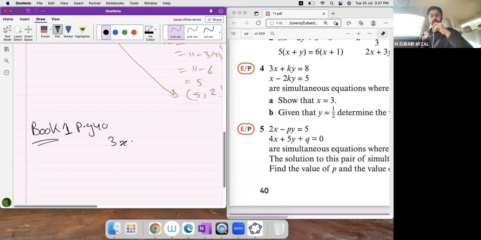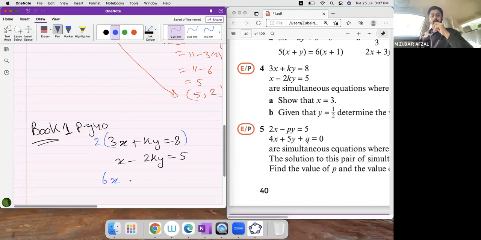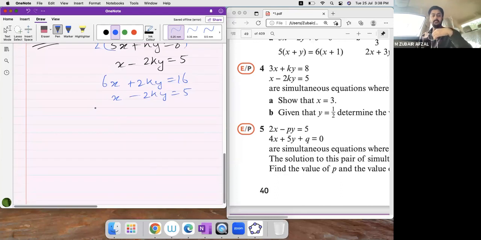Okay, this is 3x plus ky equals 8. And second is x minus 2ky equals 5. When the question tells you to solve for x, that means you have to get rid of y. So if I multiply this with 2, I get 6x plus 2ky equals 16. And the next equation was minus 2ky equals 5.